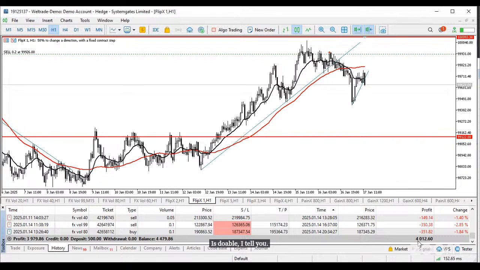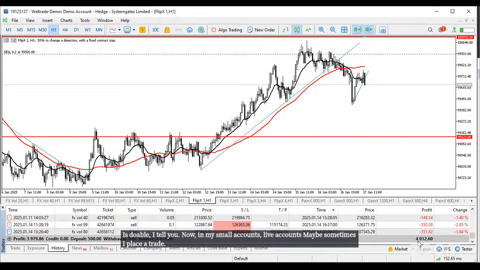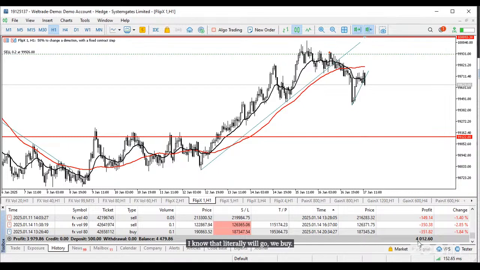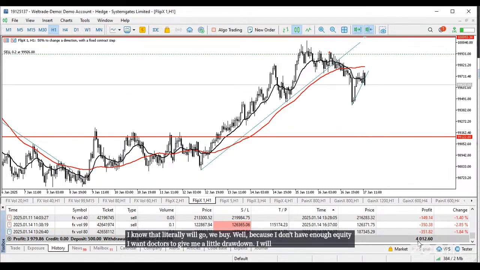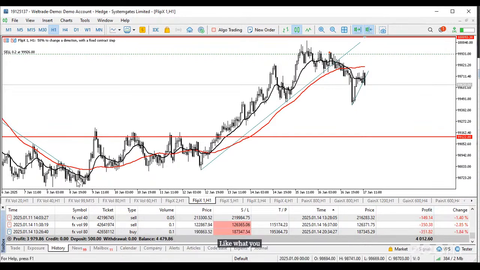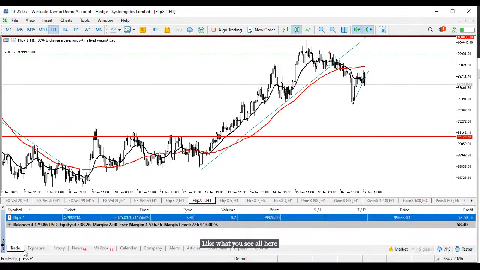Now, in my small live account, sometimes I place a trade, I know that this trade will go, we buy. But because I don't have enough equity, and when that trade gives me a little drawdown, I will close it. But here, because I have equity of 500, I will not close it, and that trade will later give me good profit. Some will hit stop loss, like what you see all here. So this is the demo account.